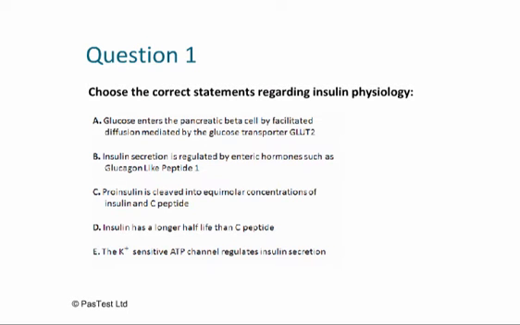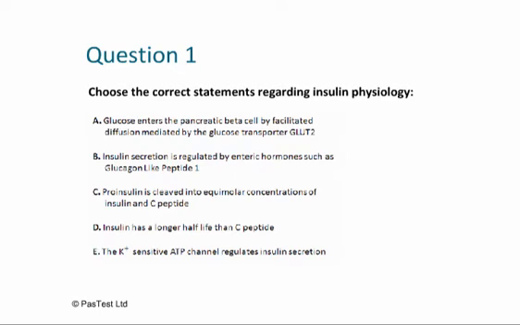Let's now have a look at this question. Choose the correct statements regarding insulin physiology. Glucose enters the pancreatic beta cell by facilitated diffusion, mediated by glucose transporter GLUT2. Insulin secretion is regulated by enteric hormones such as glucagon-like peptide GLP-1.